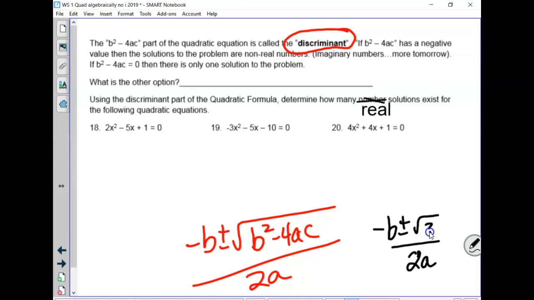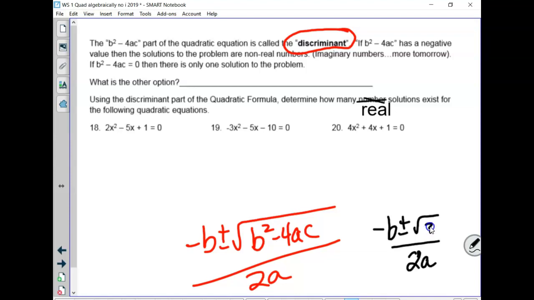But can I square root 0? Can I square root 0? Yeah, I just get 0, right? So if what's underneath here was 0, when I went to add or subtract it, it wouldn't matter. I would just have the opposite of b over 2a. Okay? If b squared minus 4ac is negative, what happens? We have imaginary numbers or no real solution.